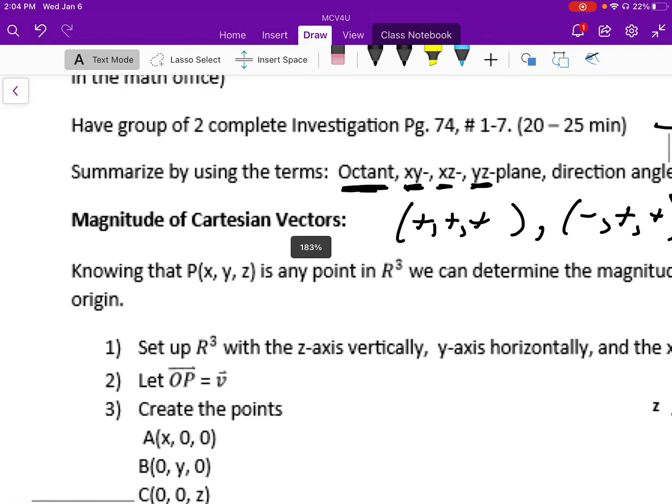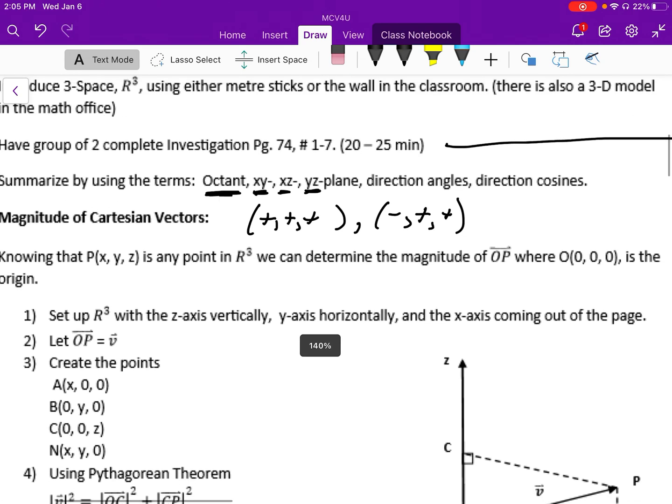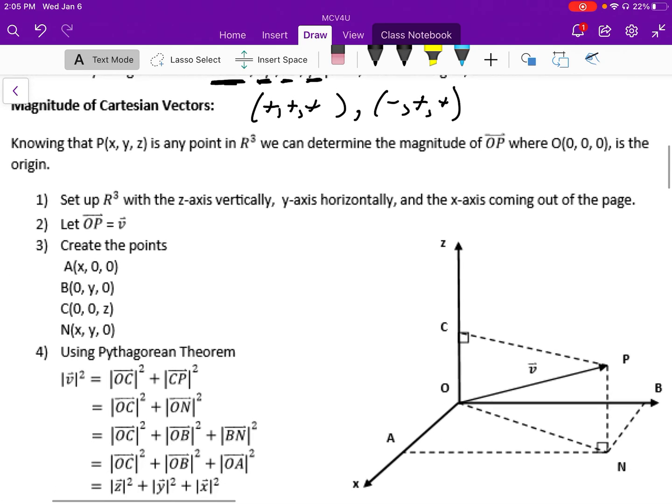Let's take a look at how we come up with what a vector actually is. Geometrically, all vectors have a magnitude and they have a direction. We can see the direction if we have the directed line segment on the grid itself. But algebraically, what is the direction? Algebraically, what is the magnitude? So what I'm going to do is take you through this, which is already worked out. The magnitude of the Cartesian vectors, same as algebraic vectors, means the same thing.